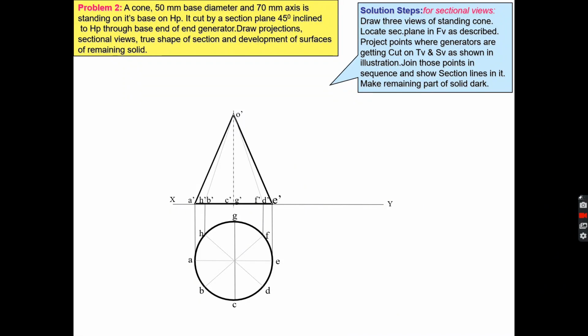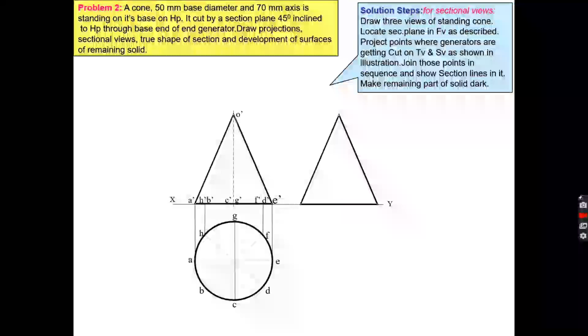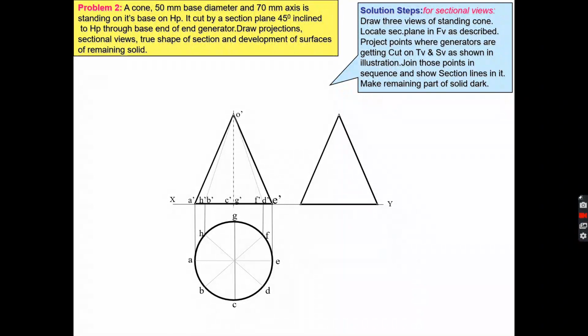Now we have to make the side view of the cone. In the side view it will look exactly like it looks in the front view. The only difference is there will be different points in the base. If you look at the cone from this side, you can see these points G, H, A, B, C at the front, and these points F, E, and D at the back.